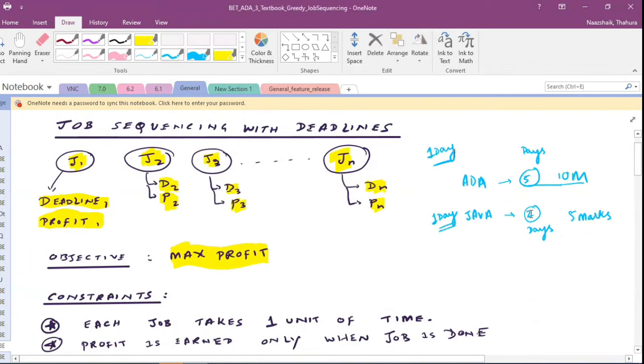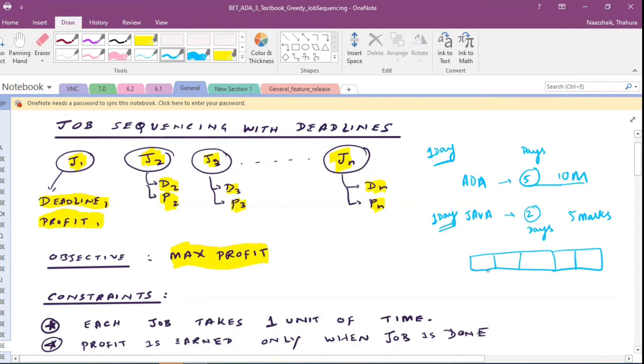So now with this new constraint, how will you pick? Will you do only ADA, or only Java, or is it possible within this time to do both ADA and Java? Anybody? You just need 1 day. Say you're starting today, you need 1 day to complete one subject and 1 more day to complete another subject. So although you have 5 days time.